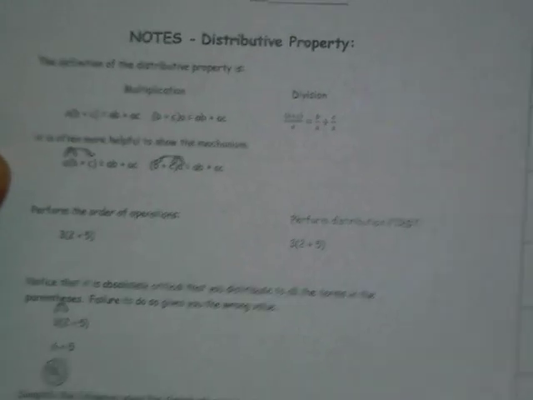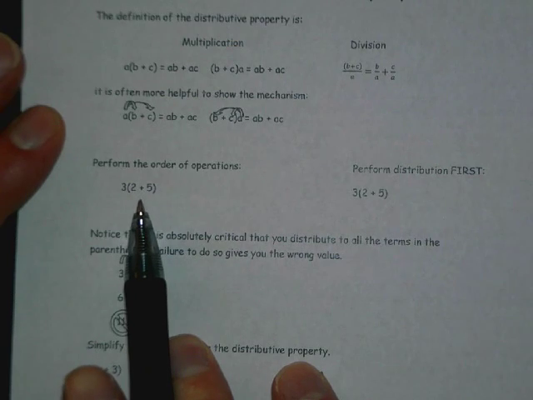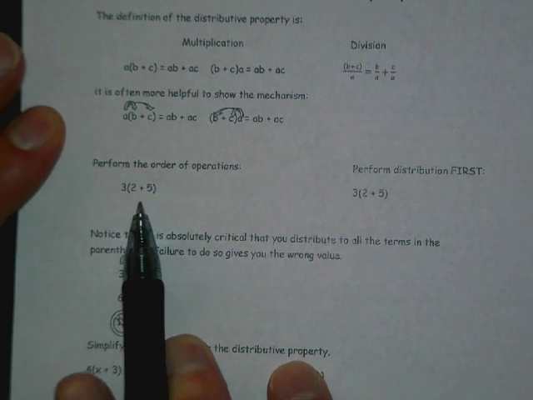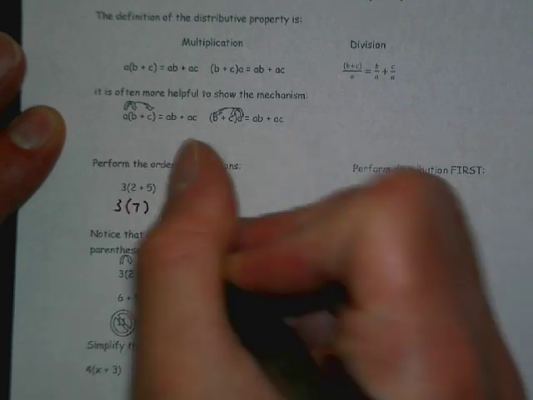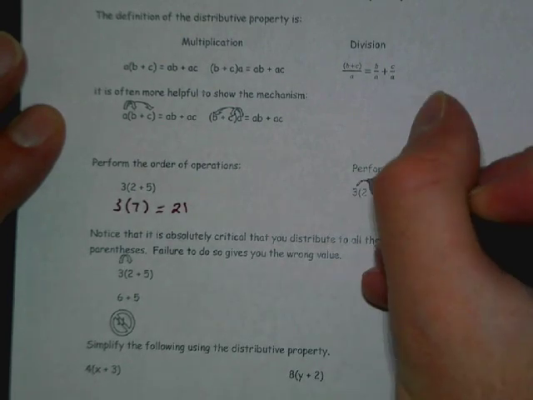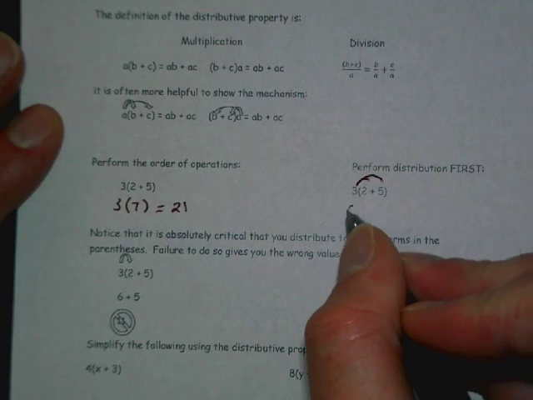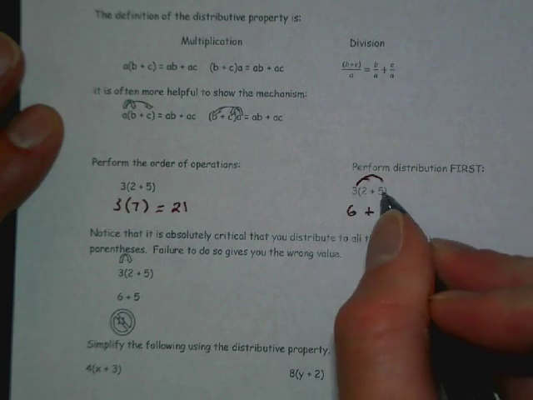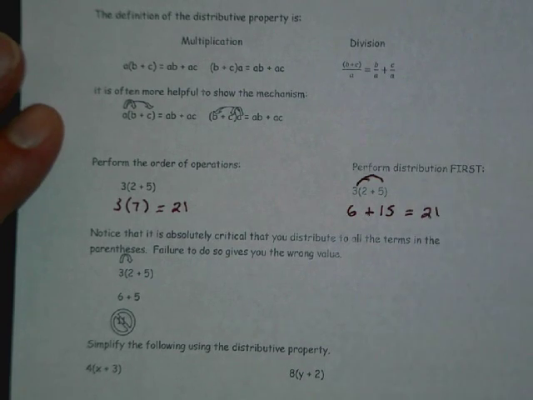Alright, so if we were to follow order of operations, it would tell us to use parentheses first, right? So we would do 2 plus 5, and what does that give you? And then 3 times 7, 21. Okay, if we distribute first, that means go ahead and multiply that 3 into every term inside the parentheses. So 3 times 2, 6, 3 times 5, 15, and if we add those together, we get 21, right?